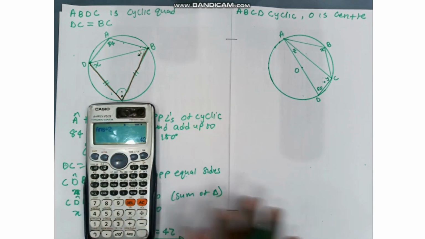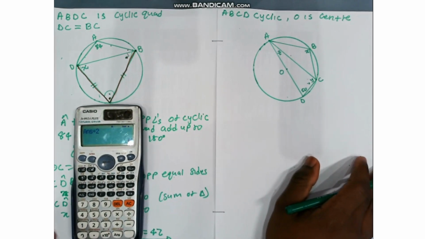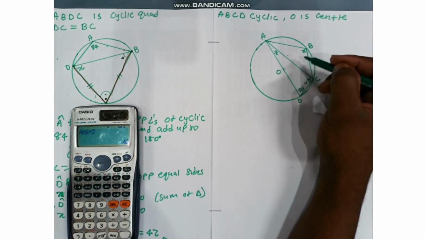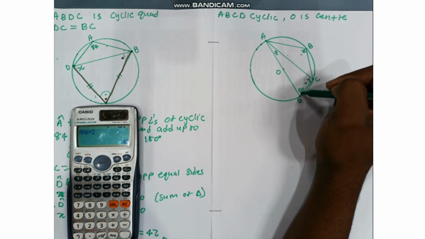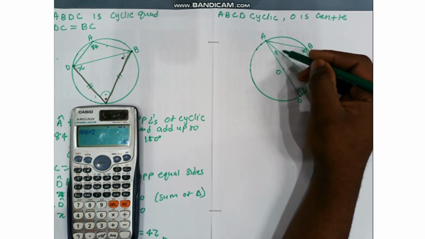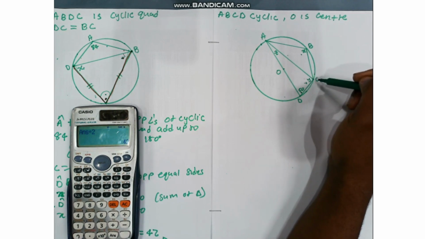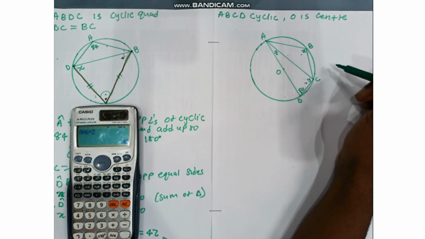Coming to this one now, where O is a center. If O is a center, we must have radius there. Then ABC is a cyclic quad. We know in a cyclic quad, two opposite angles add up to 180. This and this must give us 180, and then this A and this C must give us 180 when we add them.